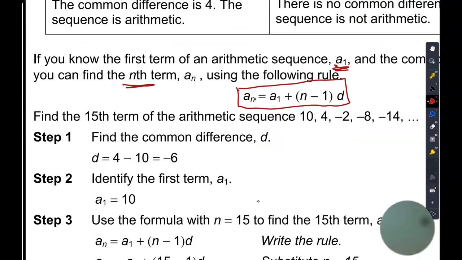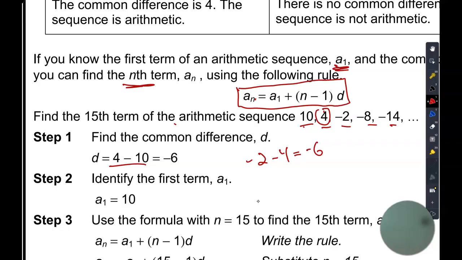It says find the 15th term of the arithmetic sequence. So they tell you that this is an arithmetic sequence, right? And you have to find the 15th. This is the first, second, third, fourth, fifth. We want to find the 15th. And we can keep adding, or we can use this formula. So here's the steps. Step 1, find the common difference. What they did is they took the second term, which is 4, and subtracted it from the first term, which is 10, and it equals -6. You could do it again. You could do -2 minus 4, and you would get -6 here as well, right?